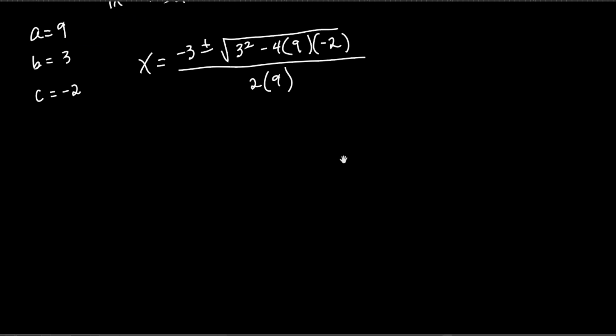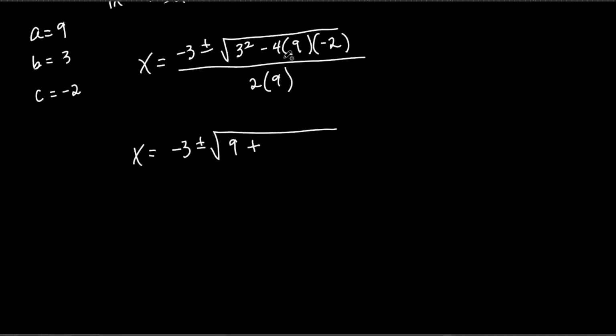And now we chug, right? We just work this thing out. That's what the chug means. It's negative 3 plus or minus the square root. Let's figure out this. 3 squared is 9. Now look at your sign right here. You're going to have a negative and a negative. What's that going to give you when you multiply that? It's going to give you a positive.